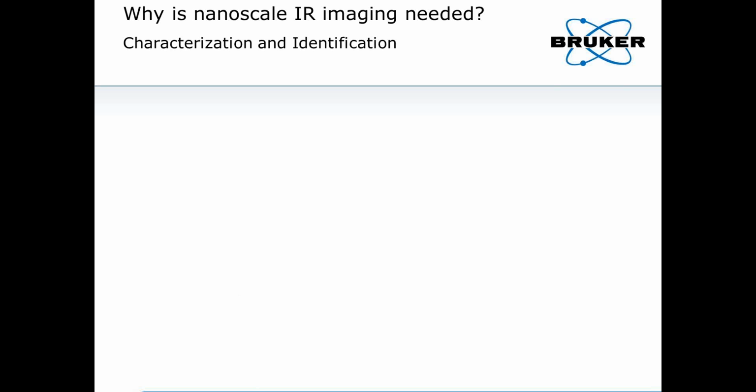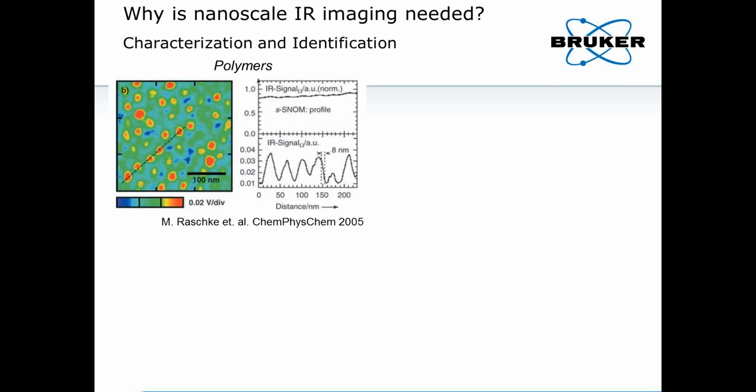So why should we do nanoscale infrared imaging? Well, as an example of what is already possible, let's consider some research that has been done in this field in academia. So as the first example of how nanoscale infrared imaging is useful, here is a result from Markus Raschke's paper in 2005, where he demonstrated 8 nanometer resolution in a block copolymer sample.